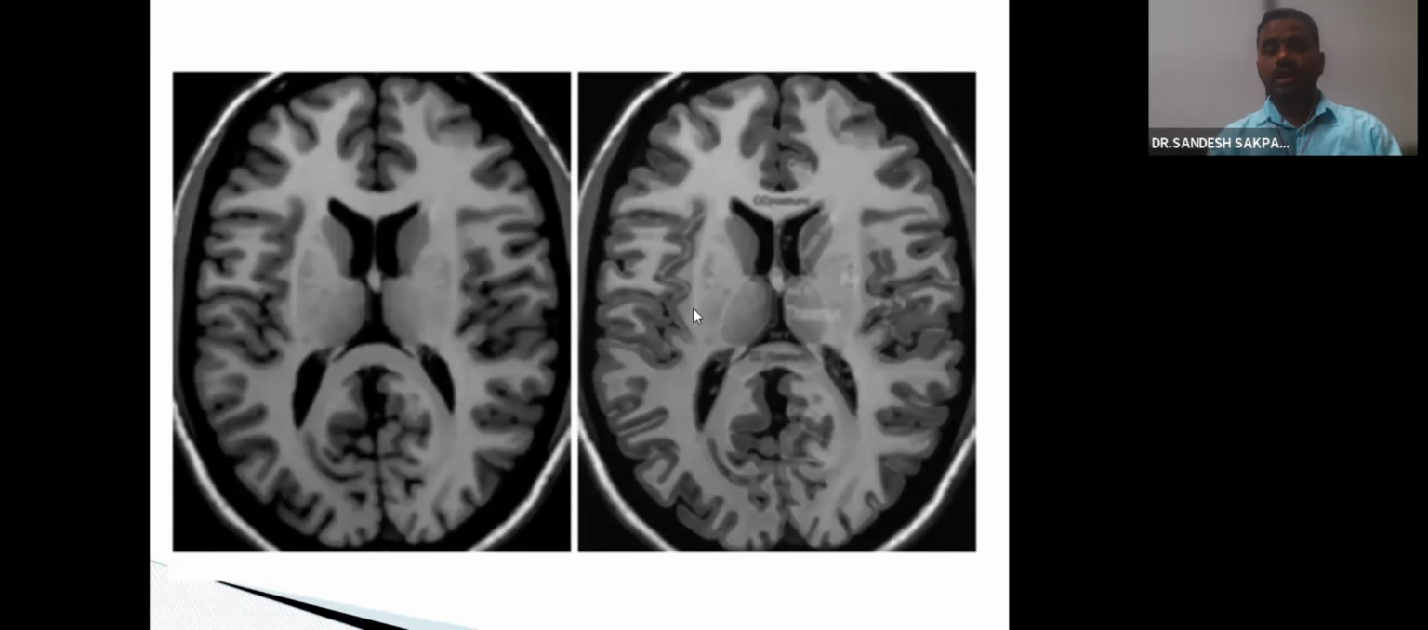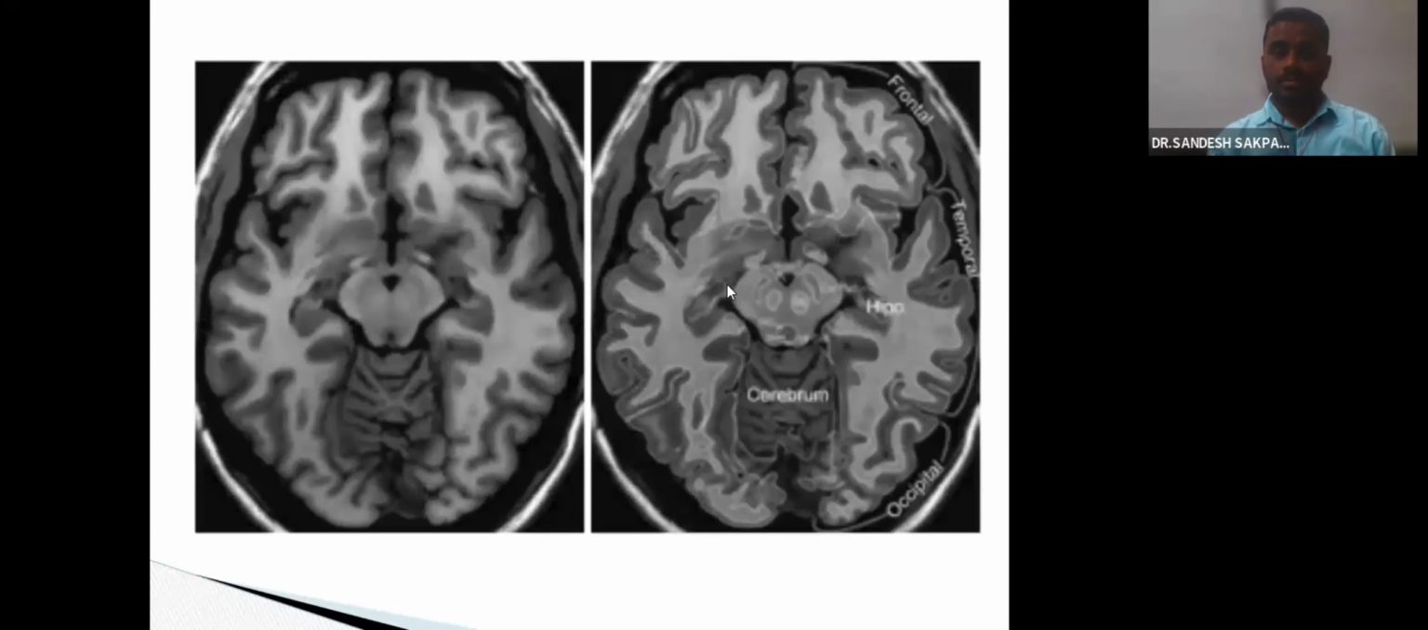Beside the insular cortex will be the basal ganglia structures. This is the caudate nucleus. Down we have the thalamus. Then here is the globus pallidus, and in between it is the internal capsule. The internal capsule has a posterior limb and an anterior limb. The posterior limb carries the pyramidal tract.